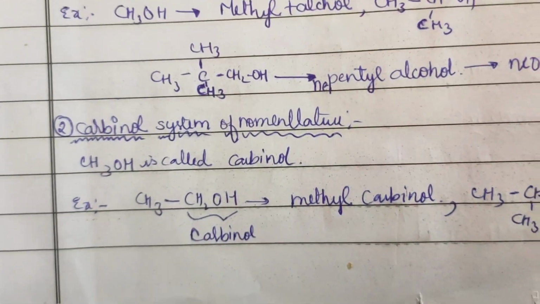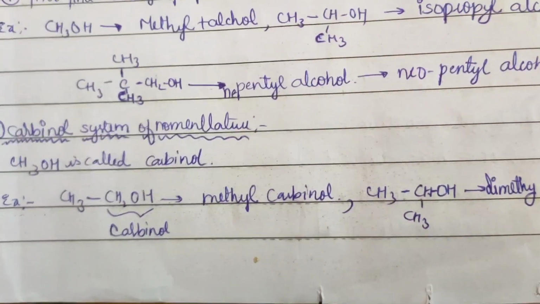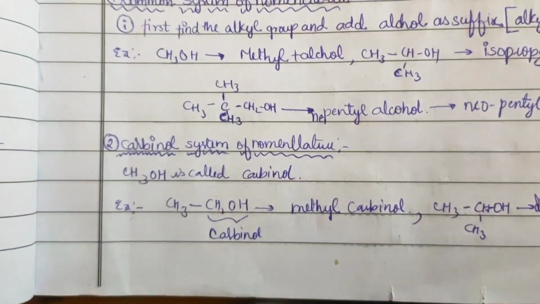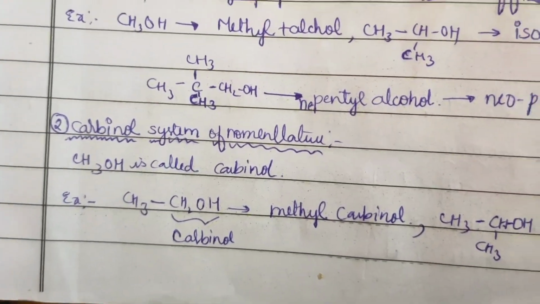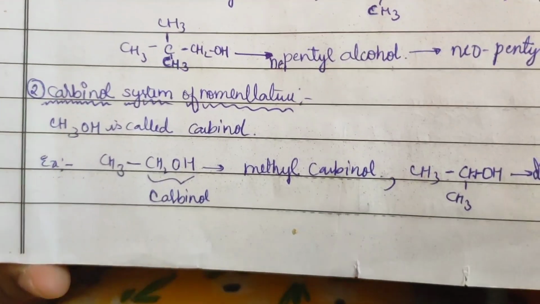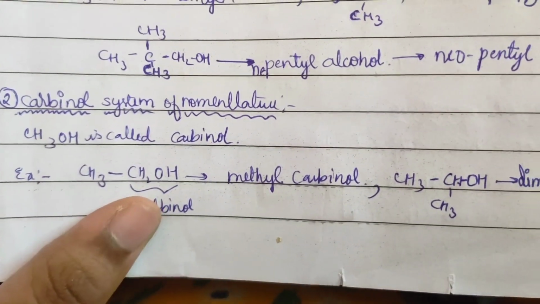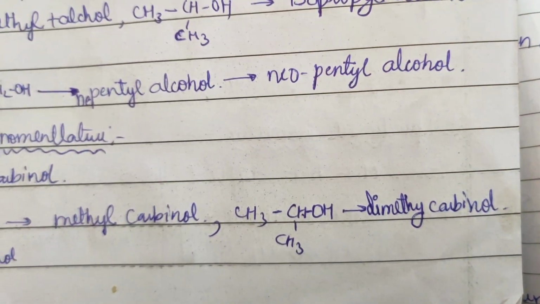Now the second type of nomenclature is the carbinol system of nomenclature. Here CH3OH is called carbinol. Wherever CH3OH is present, it is named as carbinol. Here you can see CH3CH2OH, so we will call it methyl carbinol. Then CH3CHOH we will call dimethyl carbinol.